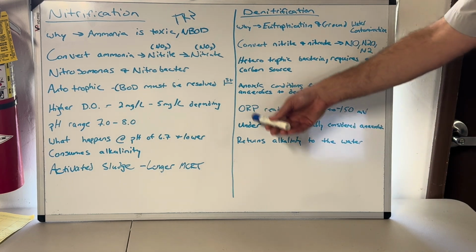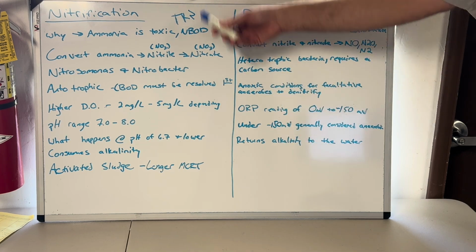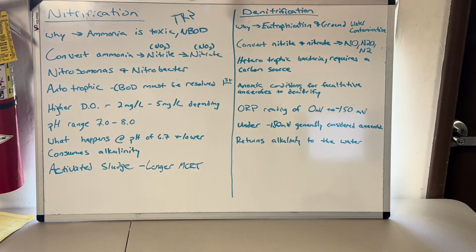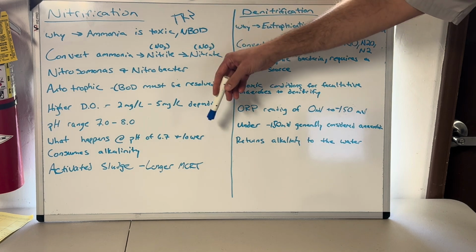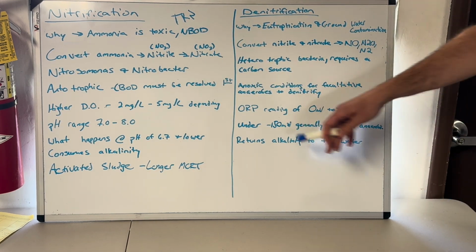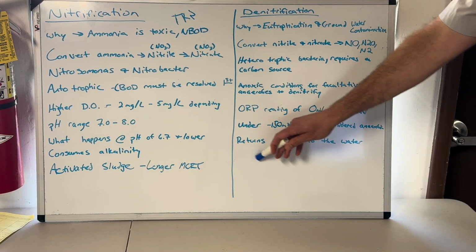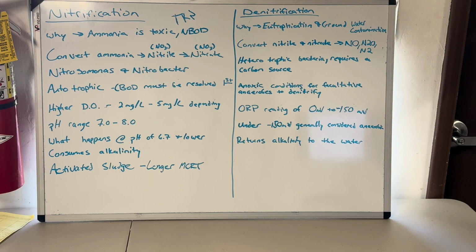And something that happens here, oh, by the way, if I'm getting here, I'm going to look at the same thing I was looking at, except flip it. Are my loadings too heavy? Is my DO too low? And if I'm getting to negative 150, if I'm going anaerobic, I'm going to look at some other process issues. And then this process returns alkalinity to the water.